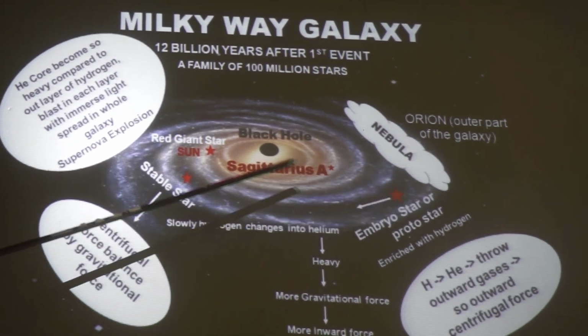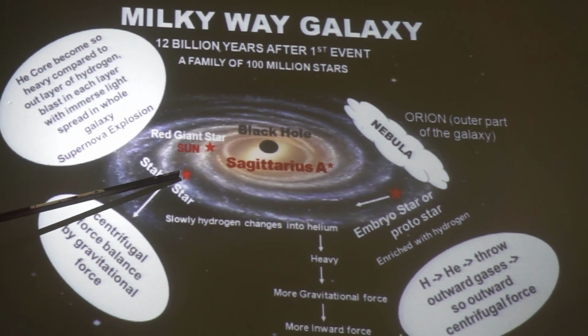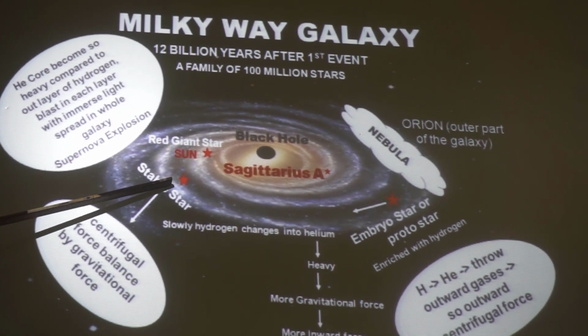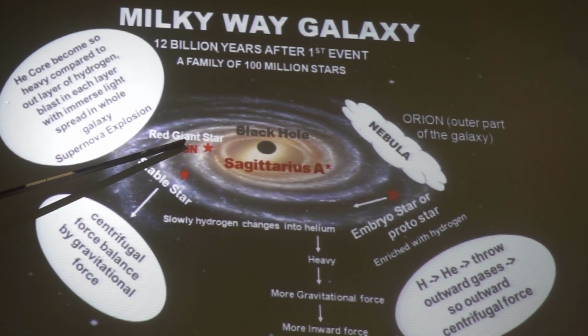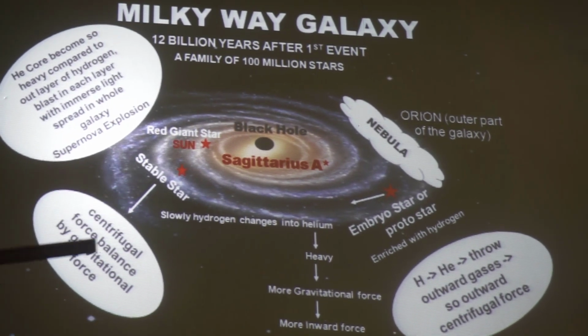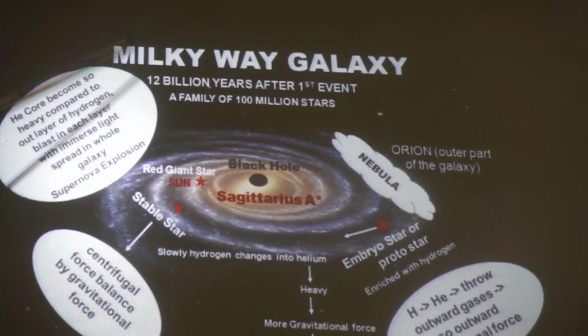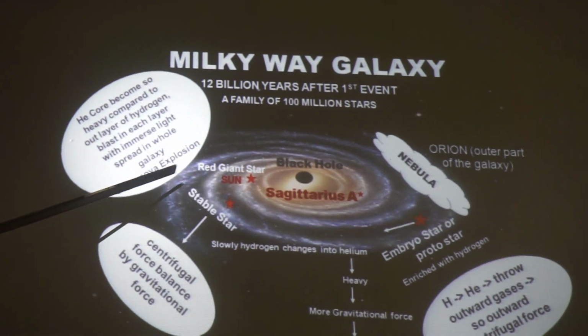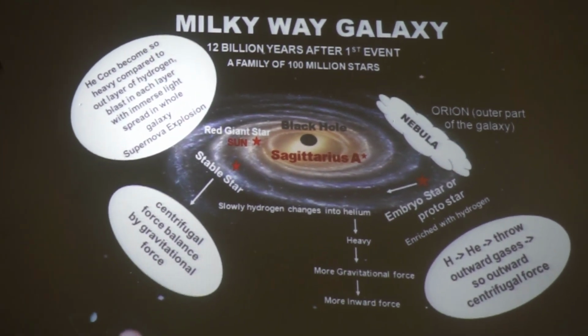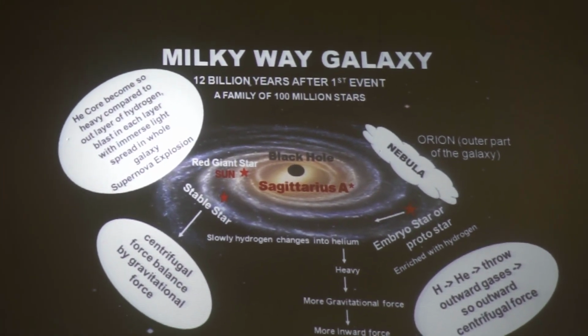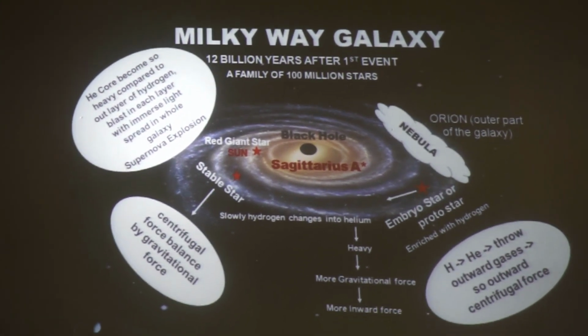Already from here to here, 6 million years are gone. From here to here, another 2 million. So 8 million years are already gone. The total is 12 million. So the leftover lifespan of our sun is just 4 million. Remaining life of our sun is 4 million.